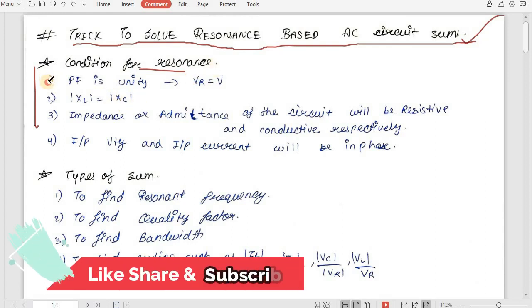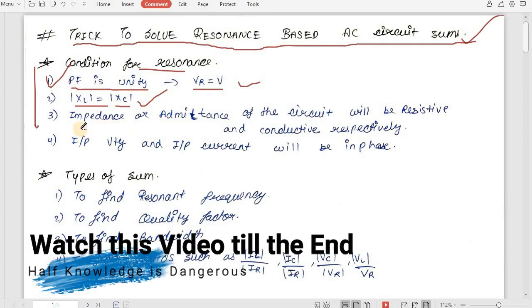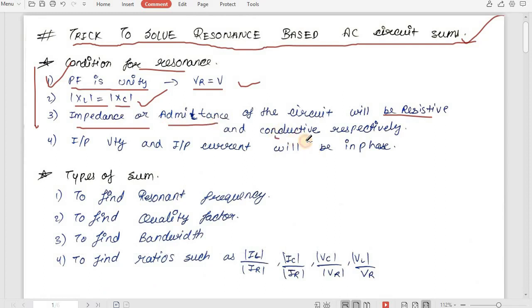If in the question it is mentioned that the circuit power factor is unity, or that the resistive voltage is equal to V, or that the inductor voltage is equal to the capacitive voltage, then this question is for resonance. If it is mentioned that the reactance of the inductor is equal to the reactance of the capacitor, then also that sum is for resonance. If it is mentioned that the impedance of the circuit is resistive, or that the admittance of the circuit is conductive, then that sum is for resonance.